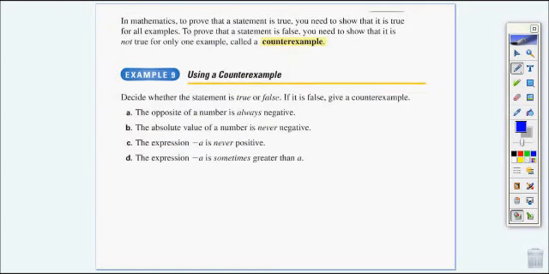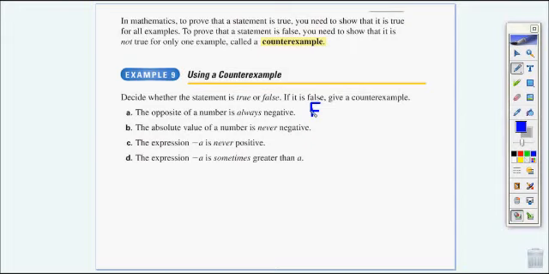So in mathematics, to prove that a statement is true, you need to show that it is true for all examples. To prove that a statement is false, you need to show that it is not true for only one example, called a counterexample. So decide whether the statement is true or false. If it's false, give the counterexample. Letter A says the opposite of a number is always negative. That's going to be false. If the number starts out negative, the opposite is going in the opposite direction, the same amount of units. So if my number started out negative, the opposite of it would be positive.